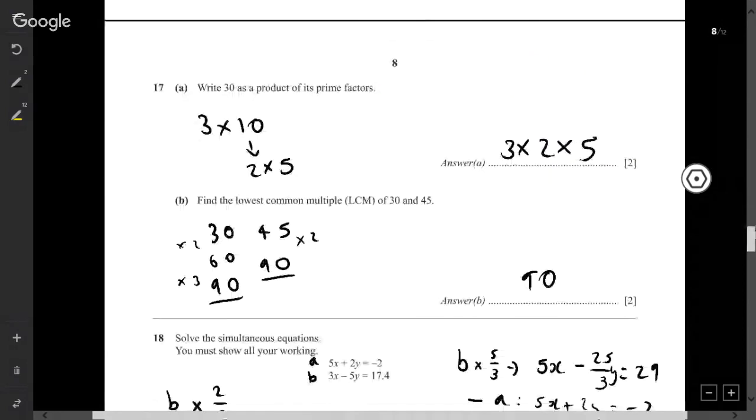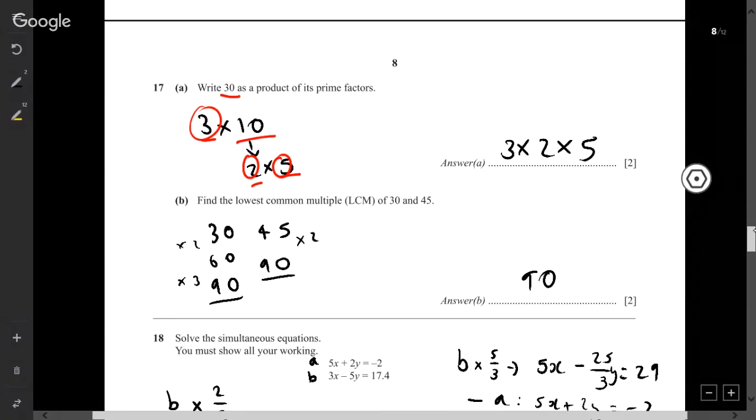17. A. Write 30 as a product of its prime factors. Okay, well, we know that 30 is 3 times 10. That's a good starting point. And we know that 10 is 2 times 5. 3, 2, and 5. These are all prime numbers, so it's 3 times 2 times 5.